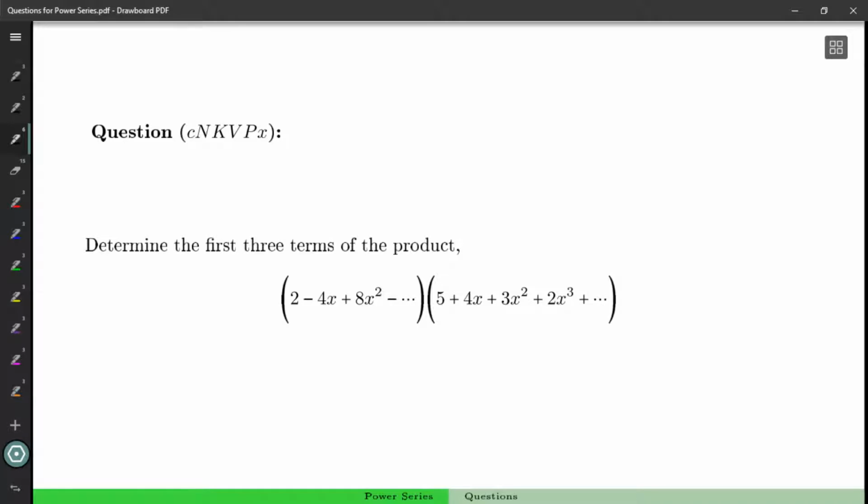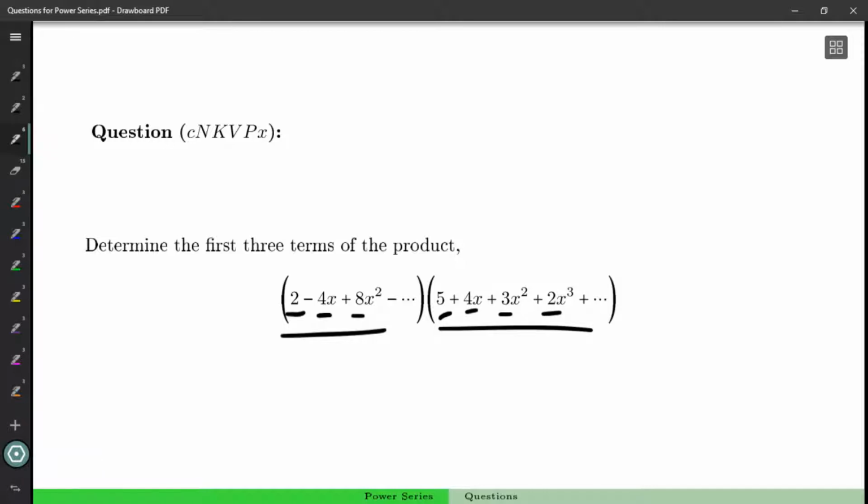Determine the first three terms of the product. We've got a couple power series here. We're not given any formulas, although just based on the numbers we could guess. This seems like it's multiplying by -2 each time. It looks like the constants are just going down by 1 here.